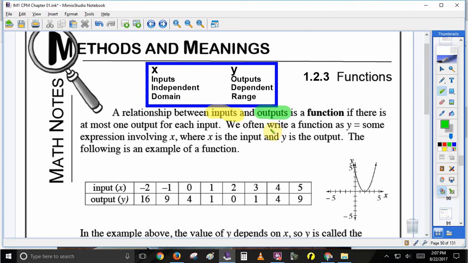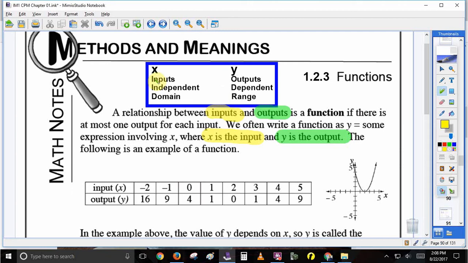We often write a function as y equals some expression involving x, where x is an input and y is an output. So in this video, we're going to talk about a couple things related to x and y that you kind of need to keep straight. Put a little blue box around them up here. You'll want to write that down.